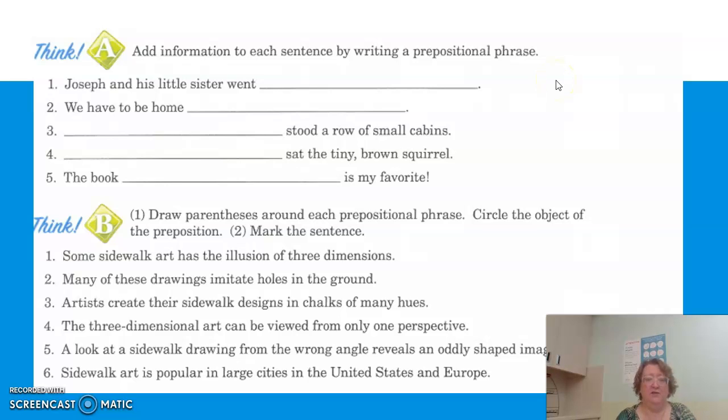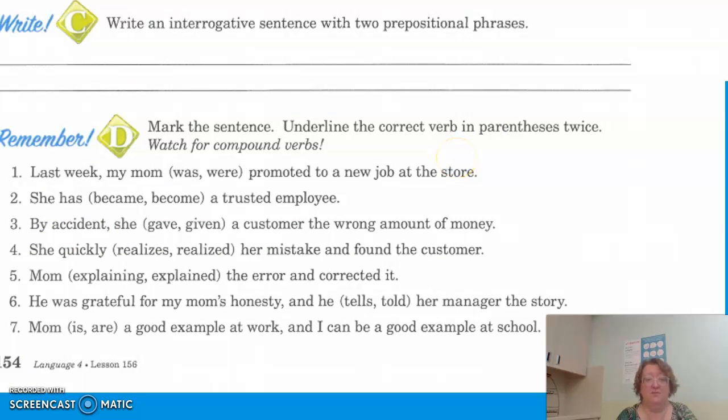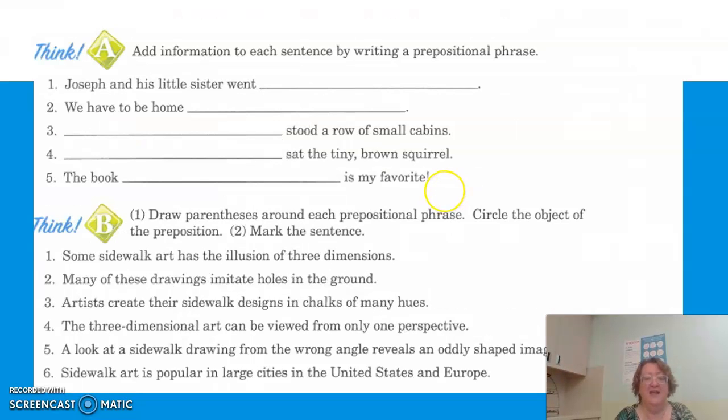All right, now we're going on to section B. There are 2 instructions, but there are actually 3 actions that you need to take to complete this section. The first one is draw parentheses around each prepositional phrase. Second, circle the object of the preposition, which is part B of instruction 1. And then instruction 2 is mark the sentence. That means we are drawing a line between the subject part and the verb part, and we underline the subject once and the verb twice.